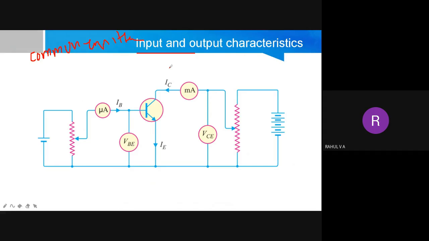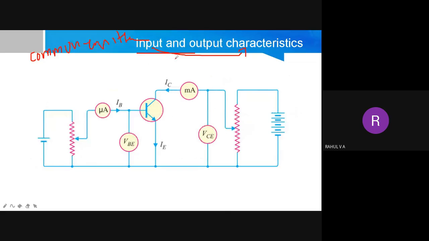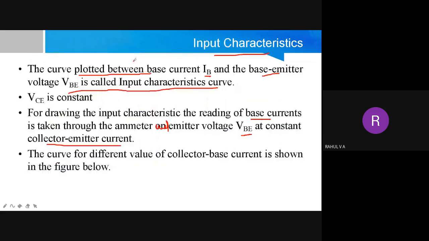So we have to learn the input and output characteristics of the common emitter configuration. For measuring that, we have to use some components like an ammeter, voltmeter, and variable resistance. That is one side. And at first we are going to analyze what the input characteristics of the common emitter configuration are. So for that, they are telling that input characteristics is plotted between IB and VBE.